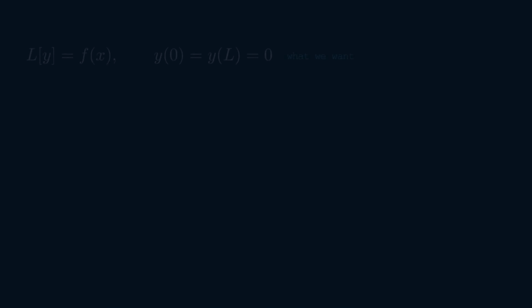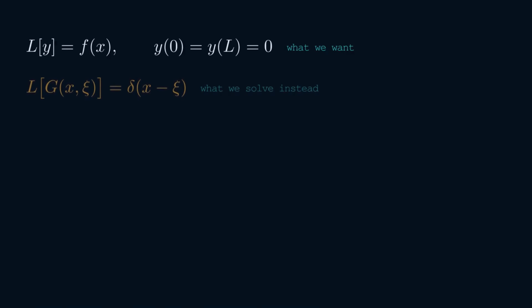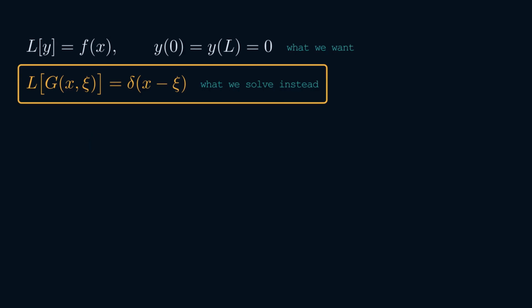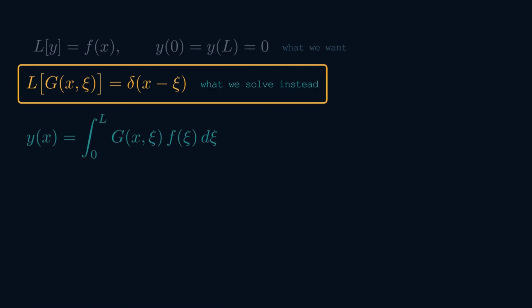Here is the problem. A linear operator L acting on y equal to some load f, with the ends held down. Instead of solving that, solve a different one. Put a single unit impulse at position ξ and find the response. Call it g of x, ξ, the response at x to a point source at ξ. Then here is the claim: the solution for any load is the integral of g against that load.